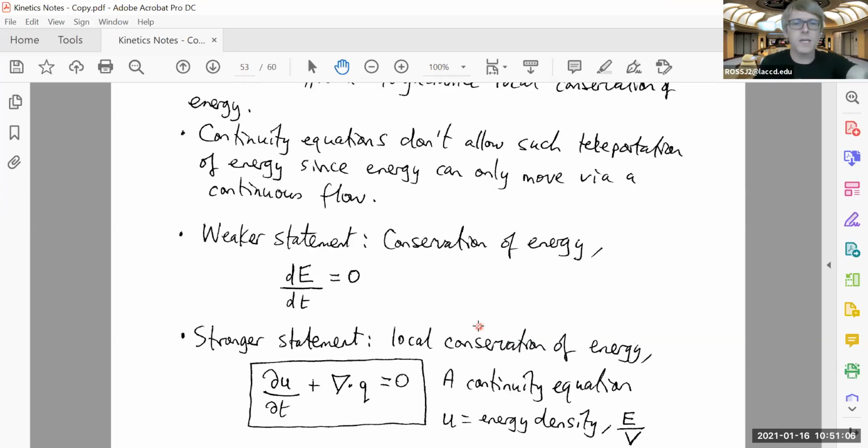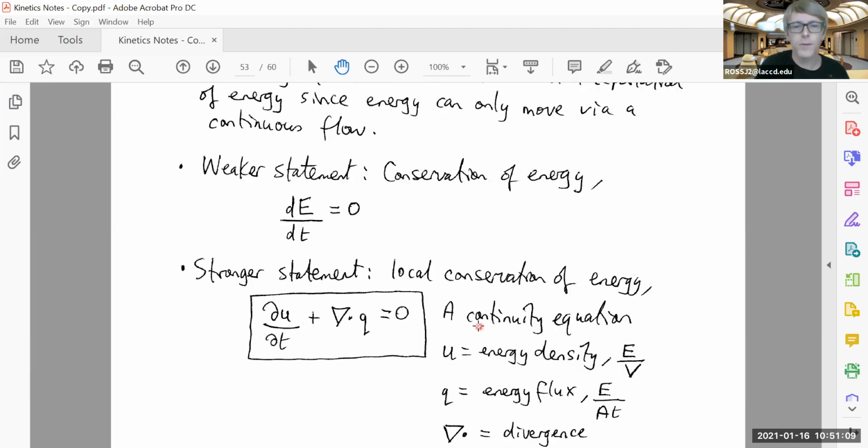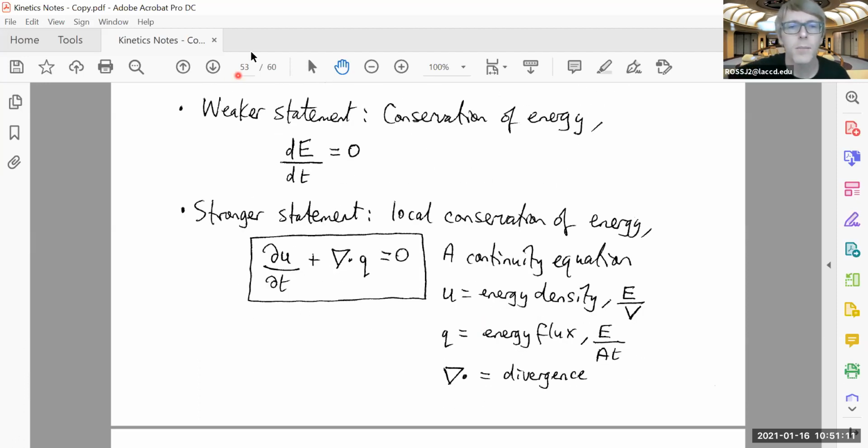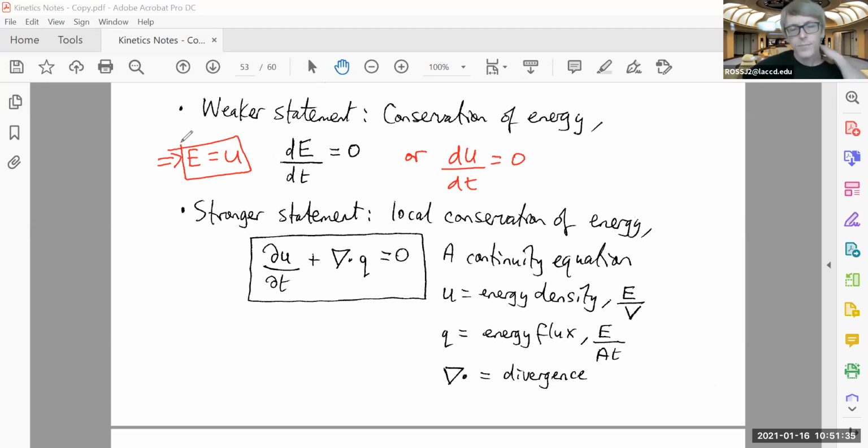So whereas we've just seen the weakest statement, I called it U in the previous page. Here I'm calling it E, but it's the same thing. So E and U are the same thing here. It doesn't change with time. The strongest statement is this.